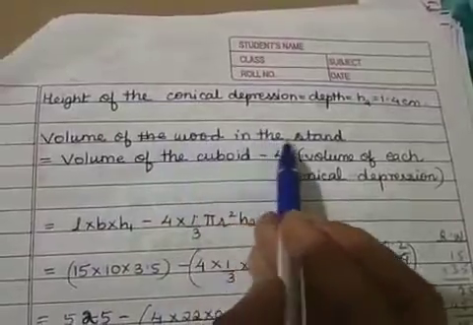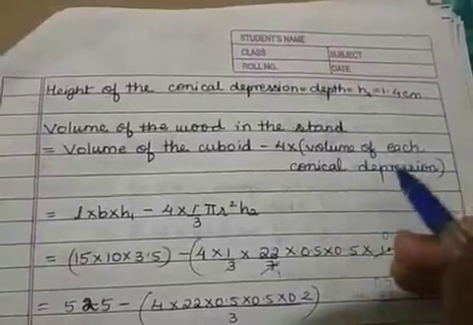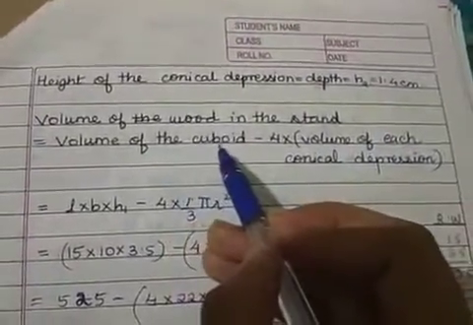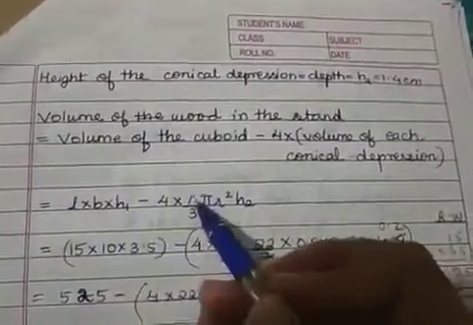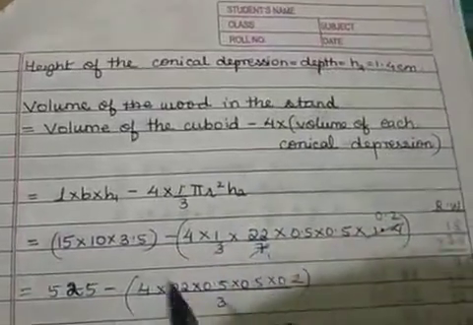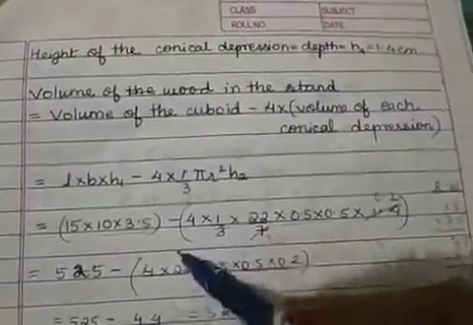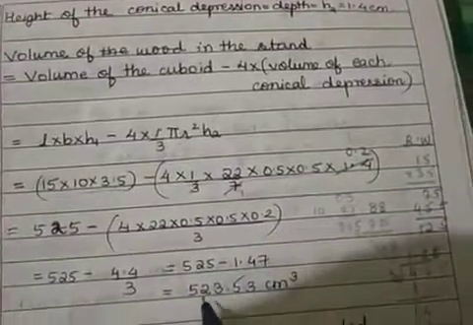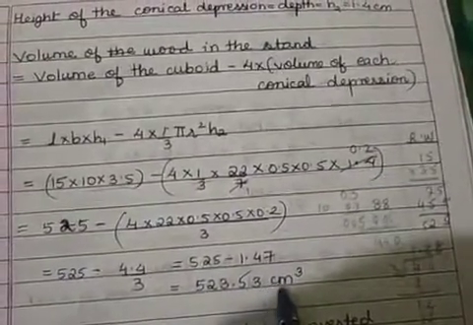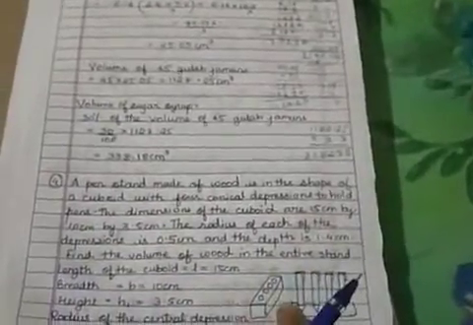So the volume of the wood in the stand is volume of cuboid minus 4 times volume of each of the conical depressions. Volume of cuboid is given to be length into breadth into H1 minus 4 times 1/3 pi r square H2. Substitute all the values which you know and simplify this, and on simplification you get that the volume of the wood which is remaining is 523.53 centimeter cube. So this is how we find the volume of this wooden object, okay, which you see here.